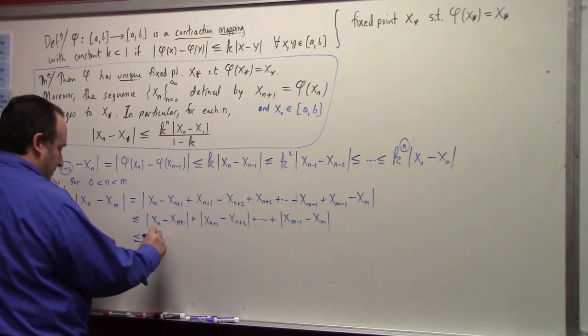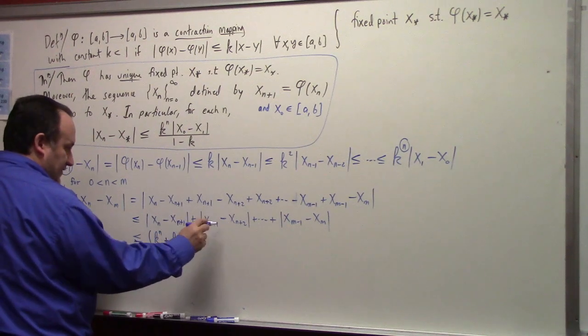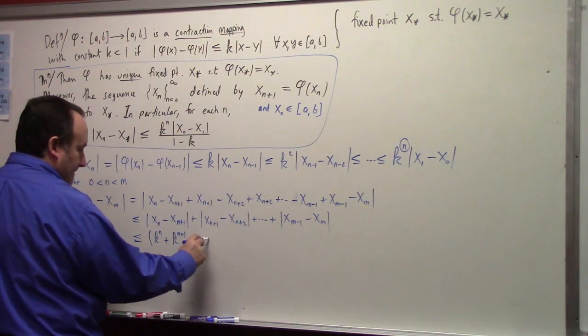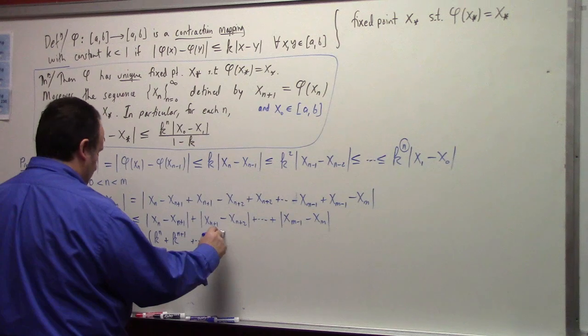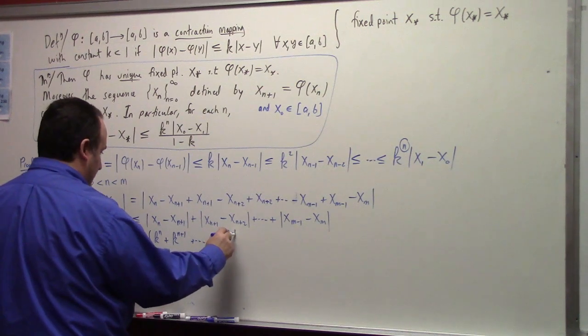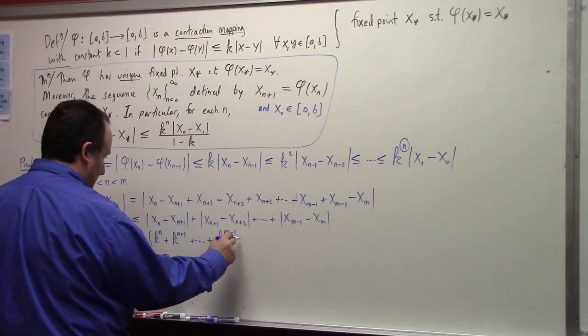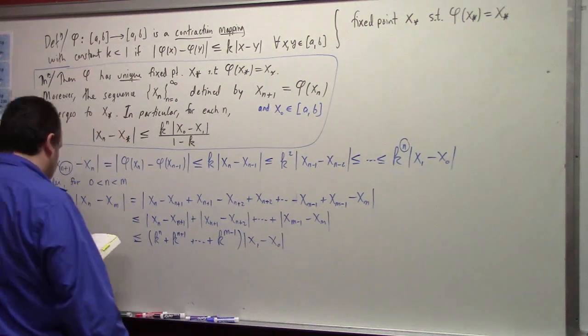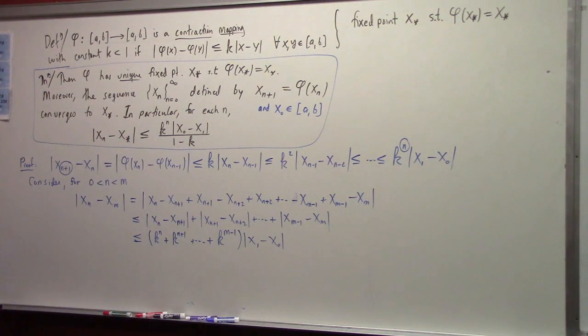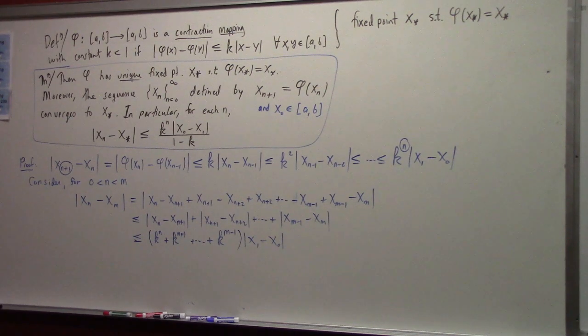This one gives me n plus 1. Finally, I get to k to the m minus 1, yes, times that x1 minus x naught, which is just some fixed thing, right? All right. You follow? I think so.